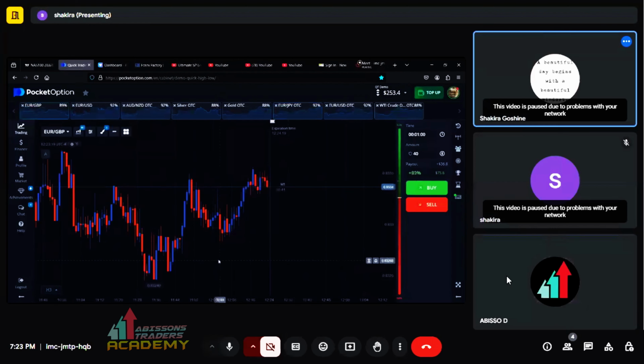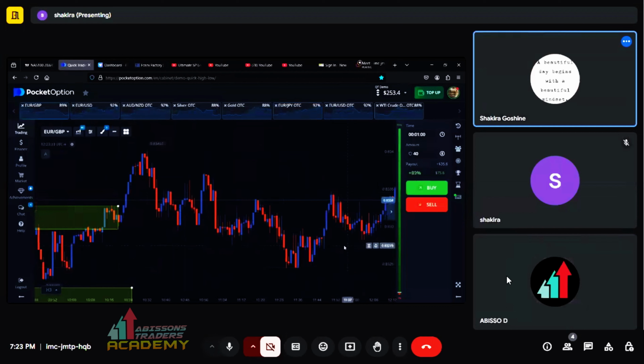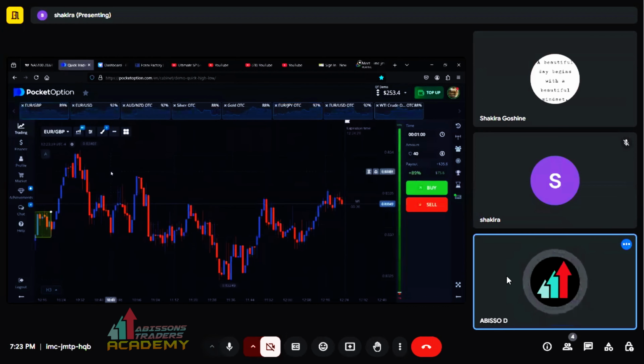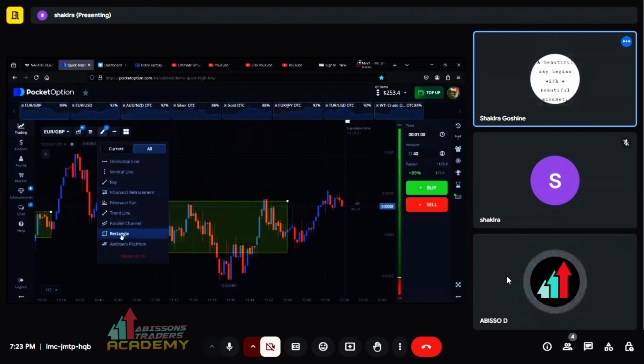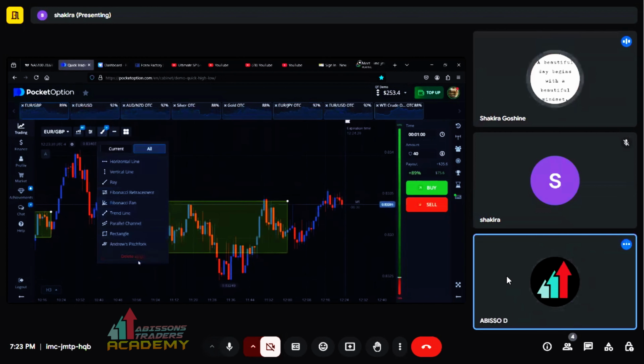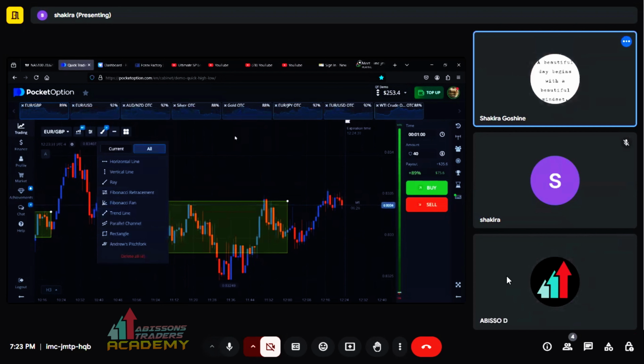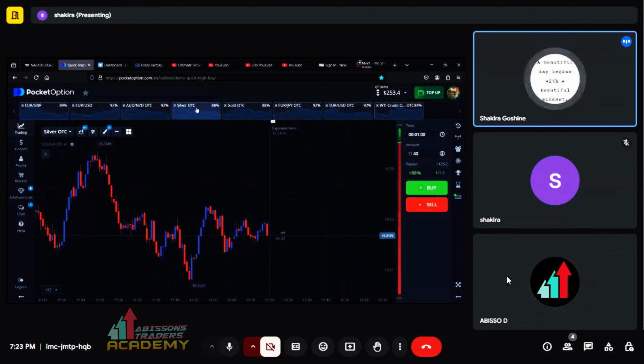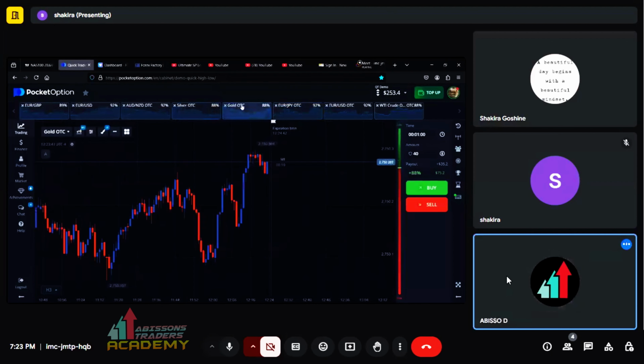This one? Okay, that one was... I think this one is consolidating. This one is ranging, so you just look. Yes, ranging. So it's ranging. Let me see with silver. All right, this one is ranging too. Okay, look for another one.